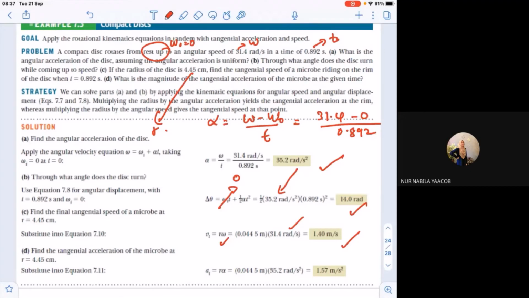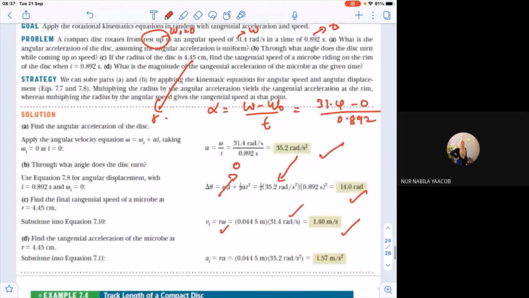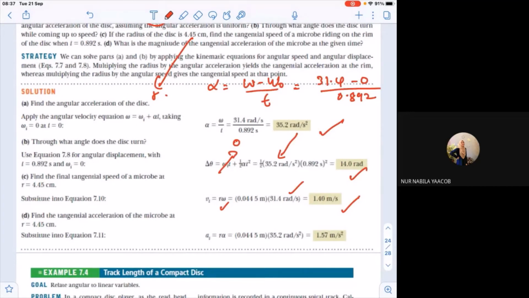Look at all the units used. You can look at how they did it, but also look at the units, because sometimes they will use radian per second, sometimes it changes to meter per second. Why? Because that depends on the situation. The question asks you about the tangential speed, not the angular speed. Right. So part D, what is the magnitude of the tangential acceleration? So again, you will use a equals R alpha. So R, and you put in that value of alpha. So you will get 1.57 meter per second square.